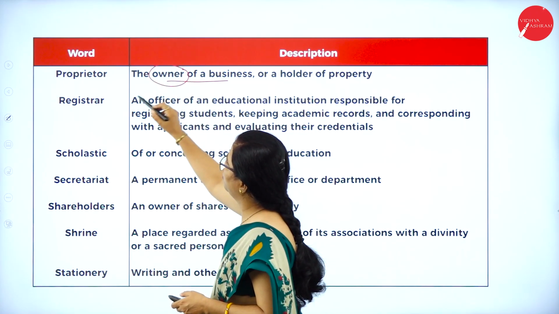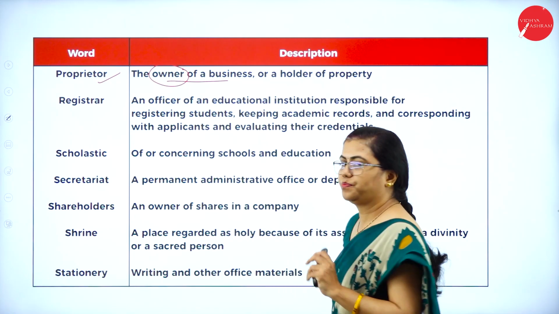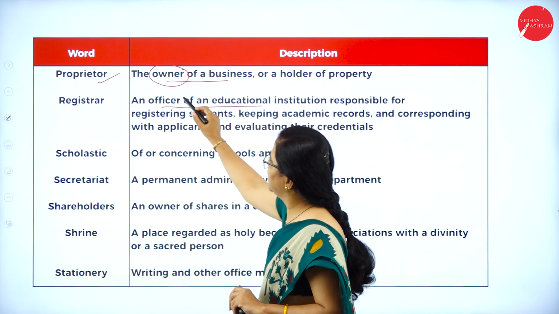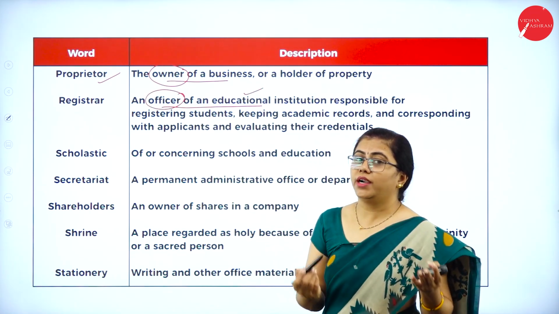Owner, whenever it comes owner, you can just close your eyes and write proprietor. Okay, the sole owner. Then we have an officer of an educational institution. He is an officer in an educational institution. What is his work?